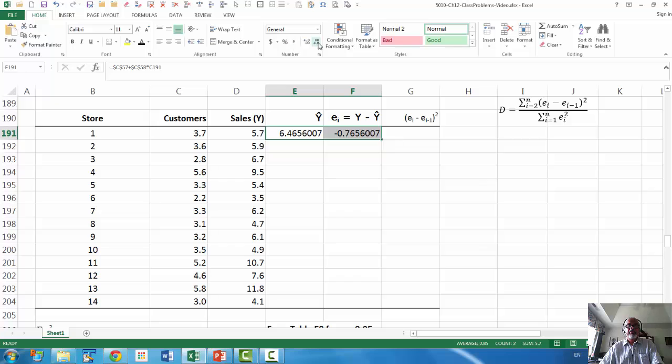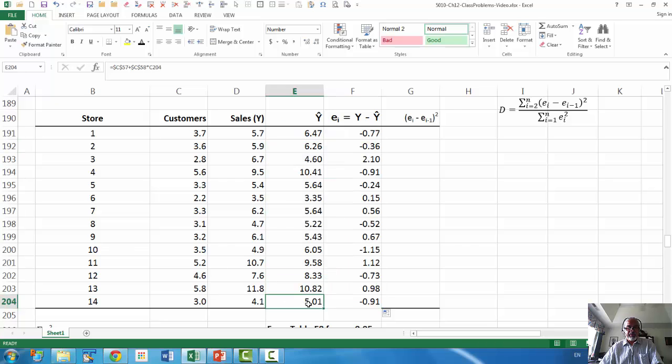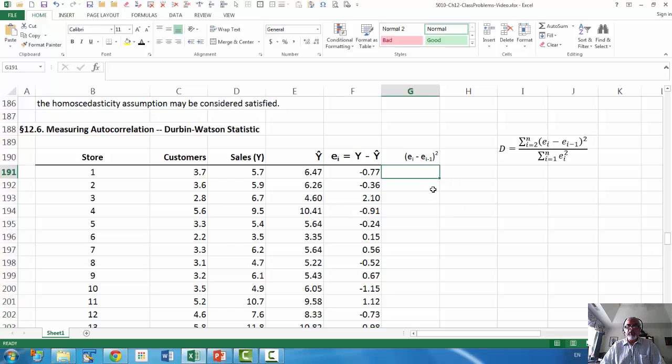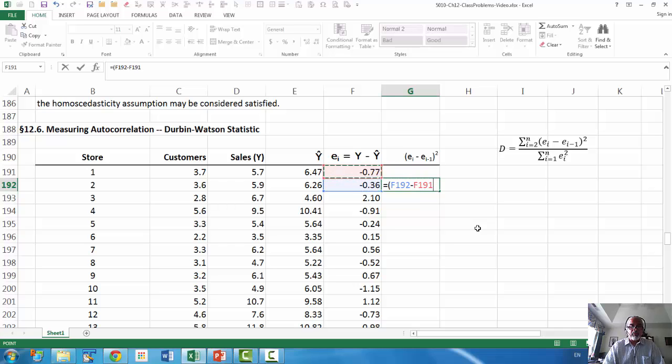Okay, now let's copy the rest of the way. Now let's do the numerator part. Here the first cell must be blank because we don't have e sub 0. So you have to start from e sub 2. So that will be e sub 2 minus e sub 1, and you square that. So that's e sub i minus the previous e, square that.